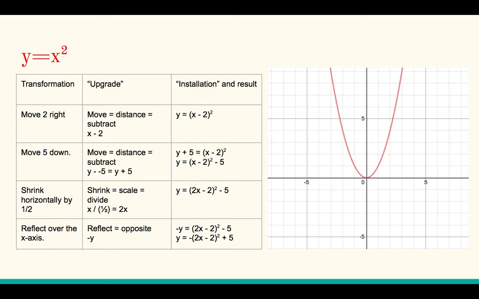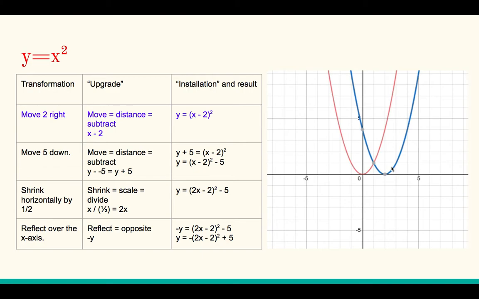Let's look now at the first transformation, 2 to the right. I would expect this parabola should not change any of its shape, any of its appearance. It should just take every point and move it 2 to the right. Oh, look, it did. The vertex is 2 to the right. This point went over here. This point went over here. You can see that there is 2 squares of distance between the old red parabola and the new blue parabola. So it worked.